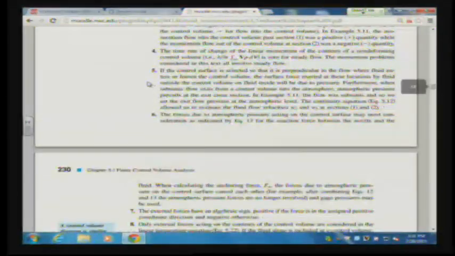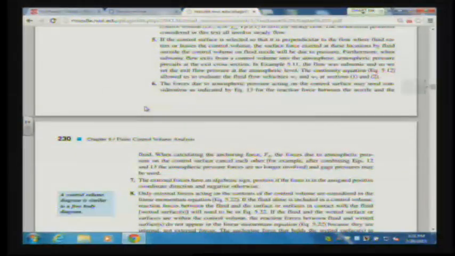If the control surface is selected so that it's perpendicular to flow where it enters or leaves, the surface forces exerted at these locations by fluid outside of the control volume will be due to pressure. Okay, that's another simplification. So it's almost always a good idea to choose your control surface perpendicular to the flow of fluid, so that the V dot n product is a little bit simpler to break down.